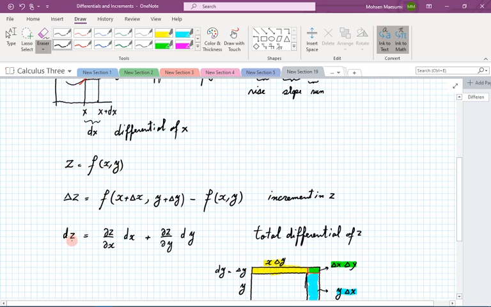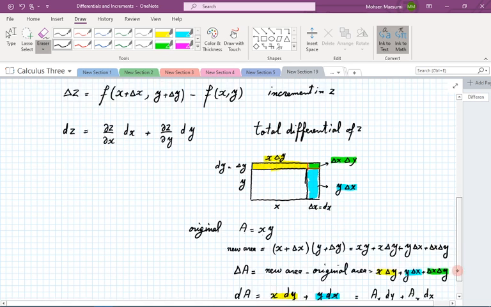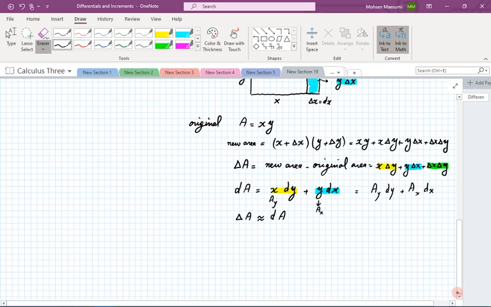the differential of z is made out of two pieces. One is the partial of z with respect to x, so you take the partial derivative with respect to x, multiplied by the increment in x, plus, so there are two sources, the partial with respect to y, multiplied by the increment in y, and then you have your answer. Let's go ahead and do some examples so that this is clear.